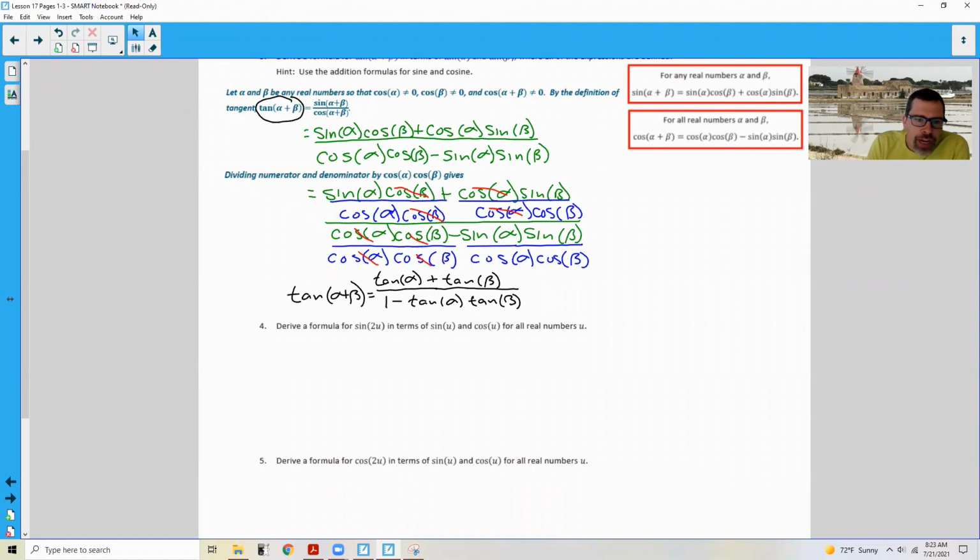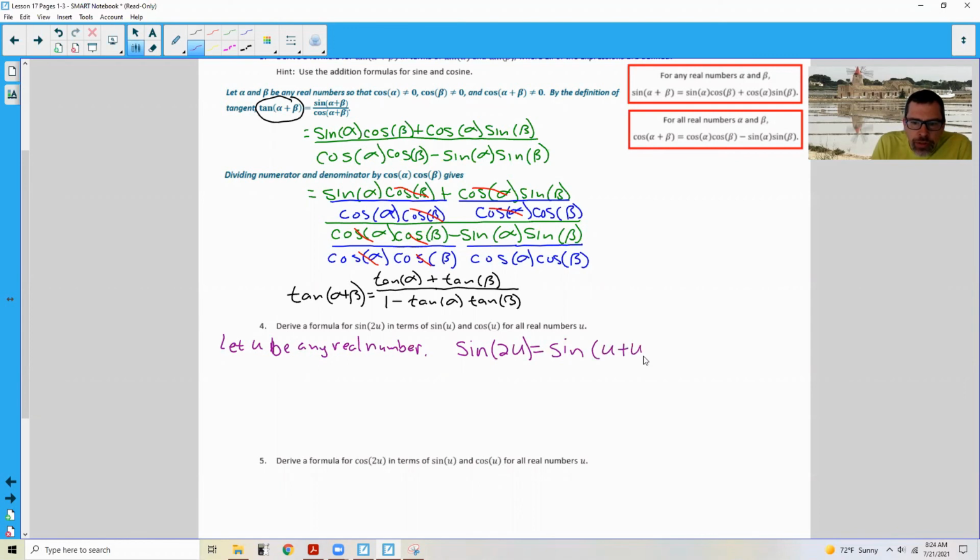Okay, now number 4 says derive a formula for the sine of 2u in terms of sine of u and cosine of u for all real numbers u. All right, so the first thing we want to do is say let u be any real number. Okay, and then we say the sine of 2u equals the sine of u plus u, right?